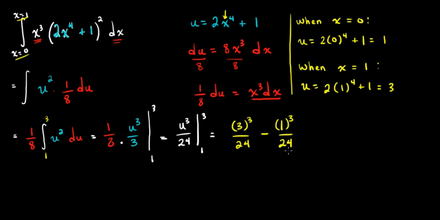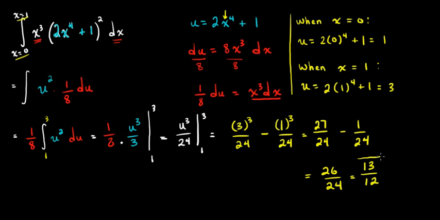And now if I clean this up, I know that 3 to the 3rd power is equal to 27 over 24. I know this here is 1 over 24, and this cleans up to 26 over 24, and you can go ahead and reduce it. If I divide the top and bottom by 2, 26 divided by 2 is 13, and 24 divided by 2 is 12. So here's our answer, 13 over 12.